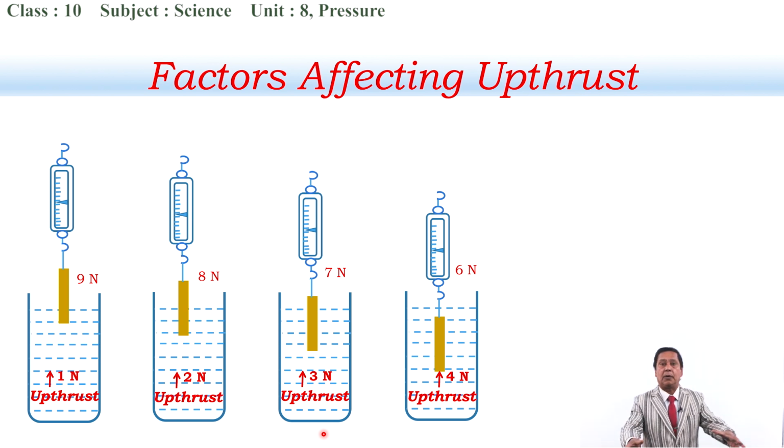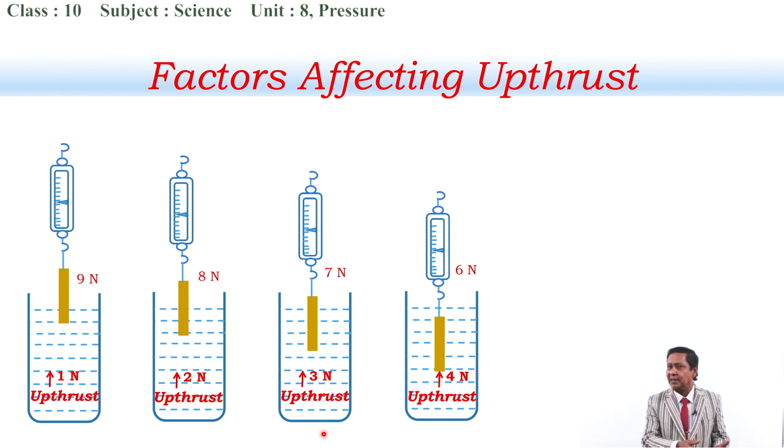What is the conclusion of all these experiments? The conclusion is, upthrust depends upon the volume of the body immersed into the liquid. If more volume is immersed, then upthrust will be more, and if less volume of the body is immersed, then upthrust will be less.